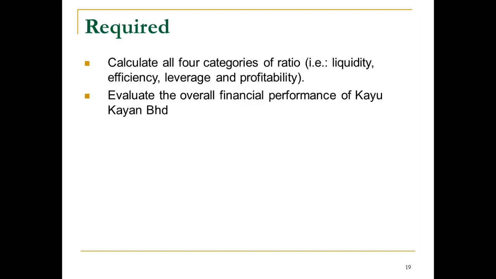Here, if we want to do the ratio analysis, then we have to calculate all four categories of ratio that I've mentioned before, which are liquidity, efficiency, leverage, and also profitability. So how are you going to calculate here? There are certain formulas that we have to use that probably we have to memorize, and also we have to understand what that ratio means for the performance of the company.